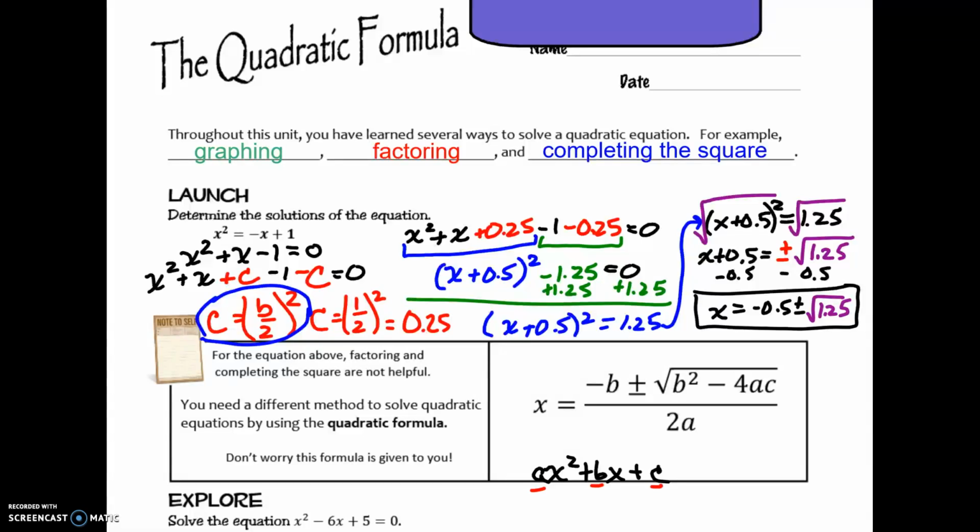One key thing that people do mess up is here. This means the opposite of b. So if it's positive, you're going to plug it in as a negative, and if it's negative, you're going to plug it in as a positive. You might want to make that note on your classwork.